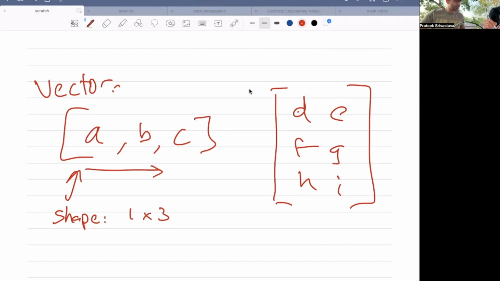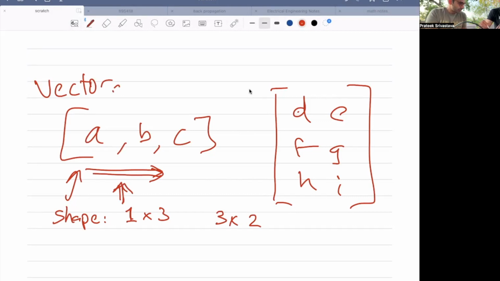If I'm looking at it from that direction, I see one thing. And if I'm looking at it from this direction, I see 3 things. So 1 by 3. And this one has a shape of, I'll do the same thing where I first look in this direction and I second look in that direction. So this is 3 by 2. So 3 rows, which is DE is the first row, FG is the second, HI is the third, and 2 columns, which is DFH and EGI.